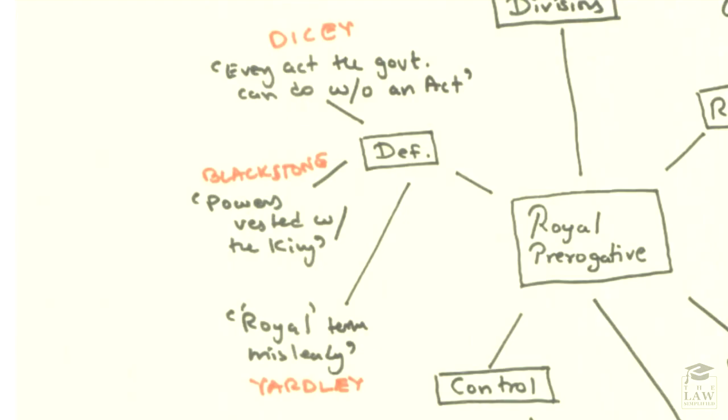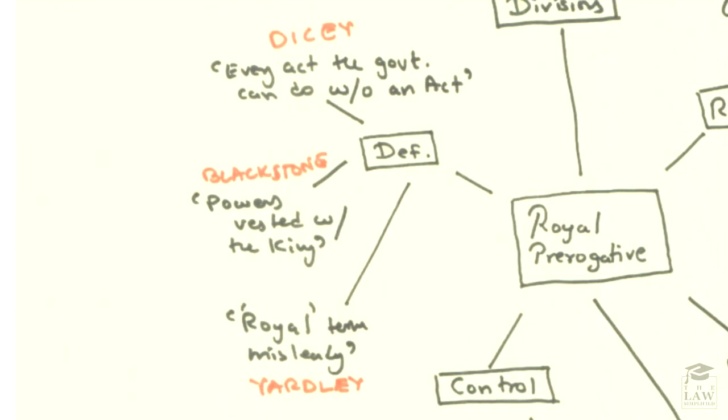Arguably, Yardley denotes that the fact that we consider the royal prerogative with the term royal is in fact misleading, because the royal prerogative does not necessarily mean just the remainder of powers vested with the crown, but also those which cannot be adjudicated on but is enforced by an executive.